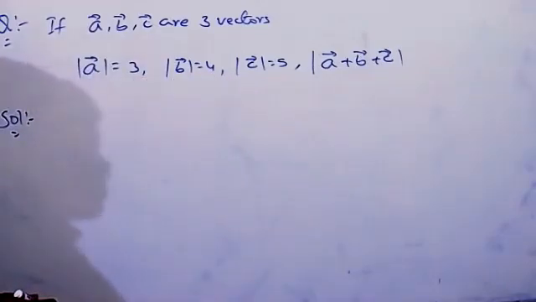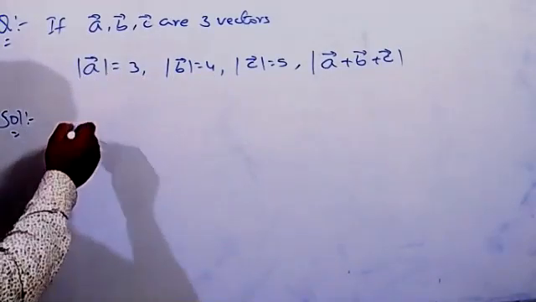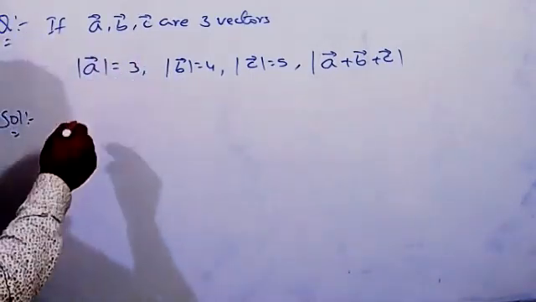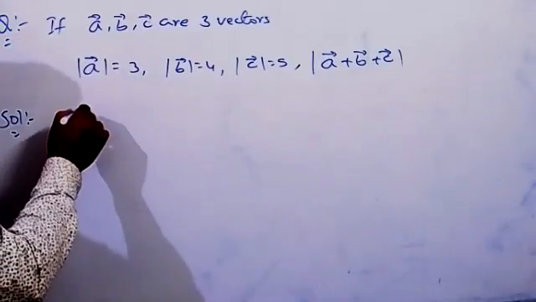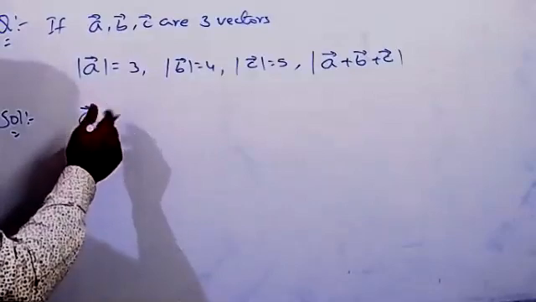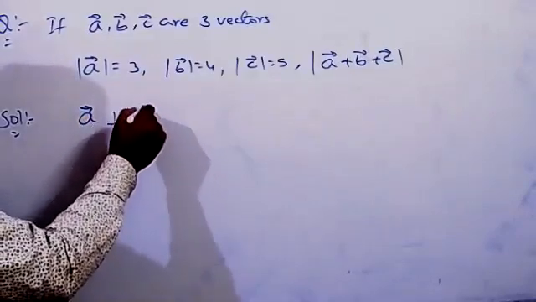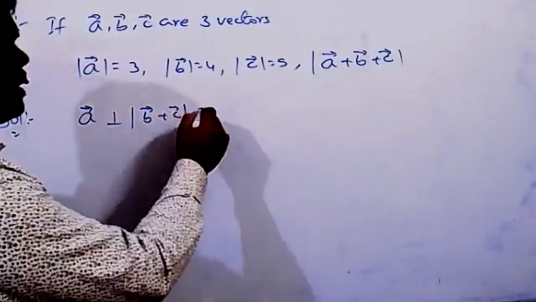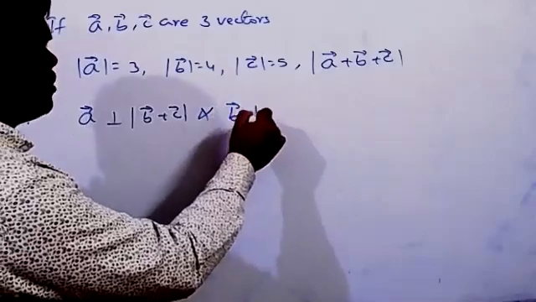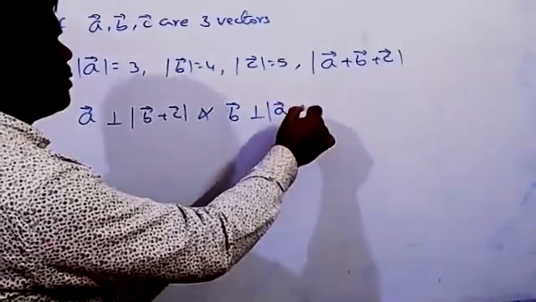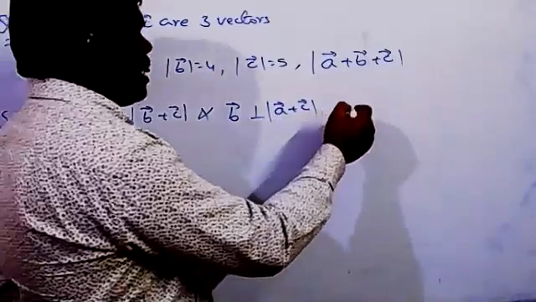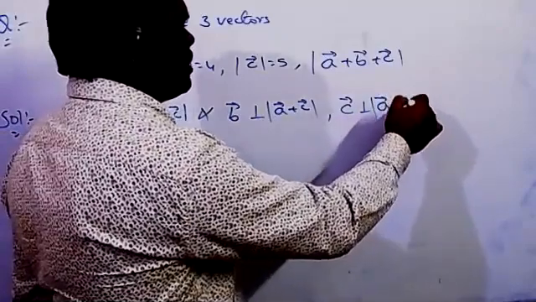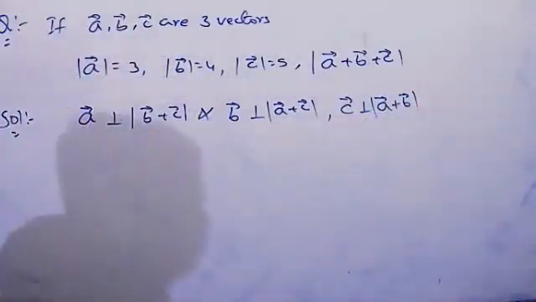According to the problem, the sum of two vectors is perpendicular to the other one. So you can take that A is perpendicular to the sum of B plus C, and B is perpendicular to the sum of A plus C, and C is perpendicular to the sum of A and B. This is the condition.